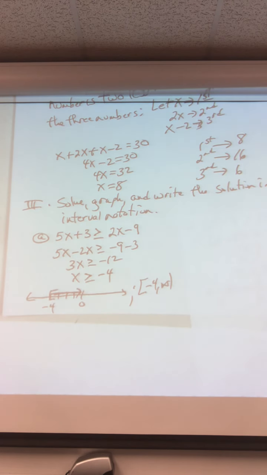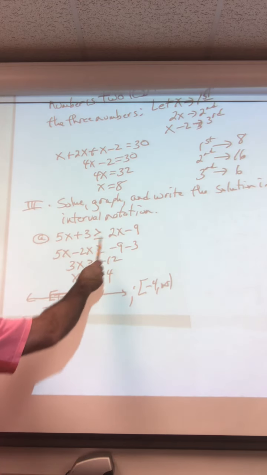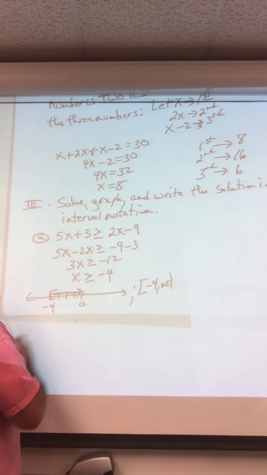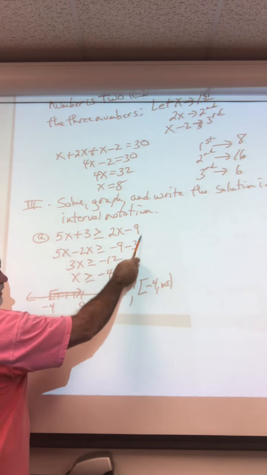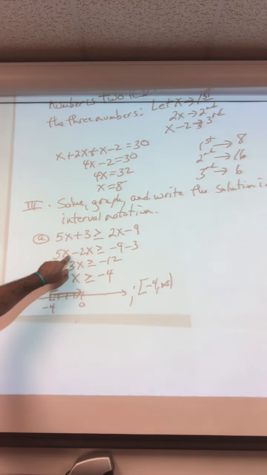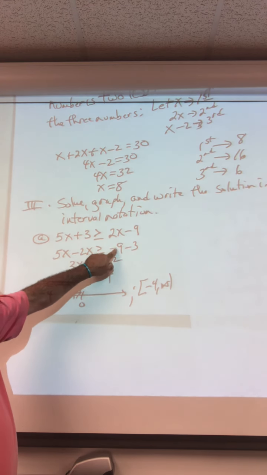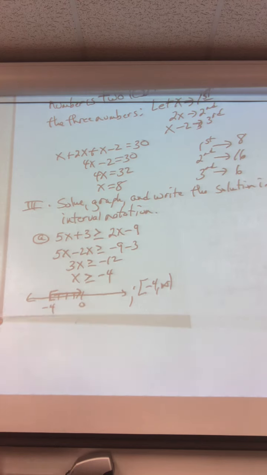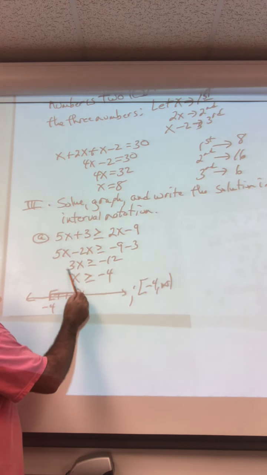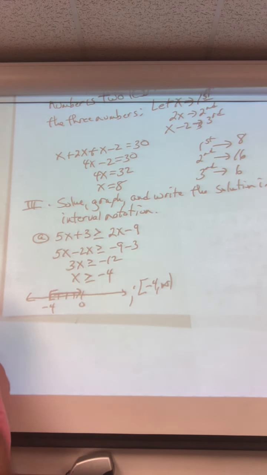So what we do here, for part A, is we get the x's on one side and the numbers on the other. So subtract 3 from both sides, subtract 2x from both sides. And 5x minus 2x is 3x, greater than or equal to negative 9 minus 3, which is negative 12. Divide by the number in front of x, divide both sides by 3, to get x greater than or equal to negative 4.